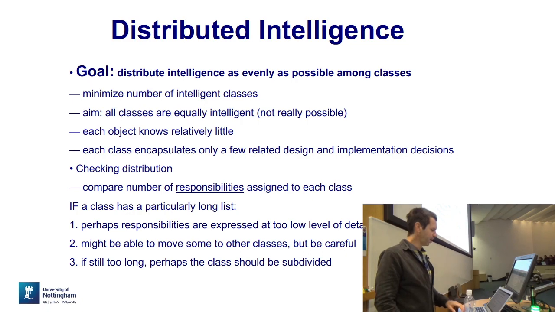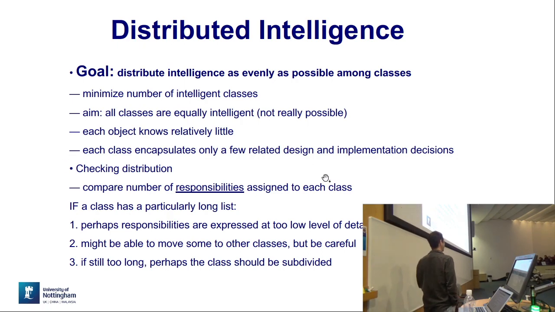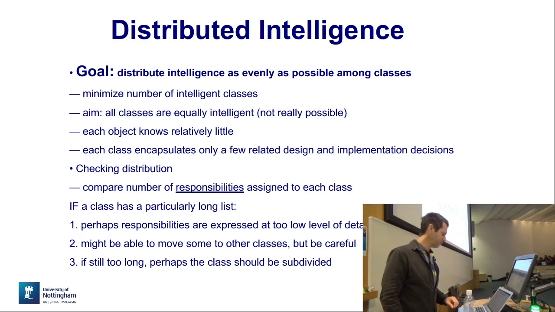So if we want to examine the intelligence and its distribution, we count the number of responsibilities that each class has, right? We don't want too many responsibilities in a given class. And this is what Sean said. If a class has a particularly long list, maybe the responsibilities are expressed at too low a level of detail. Maybe responsibilities have to be moved to other classes, or maybe the class needs to be subdivided.